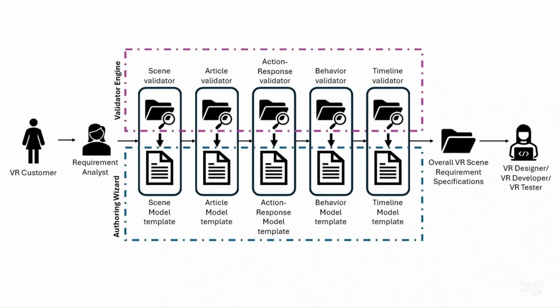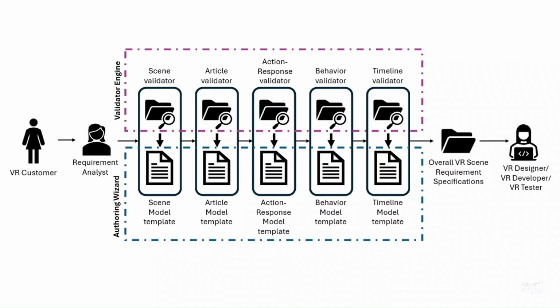Building virtual reality software products is a cumbersome task. It involves too many stakeholders. VReqST will ease the overall requirement specification process. It has 5 steps: scene, article, action response, behavior, and timeline.